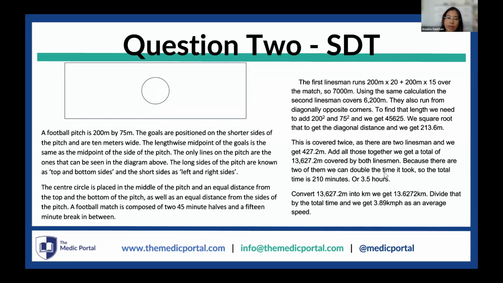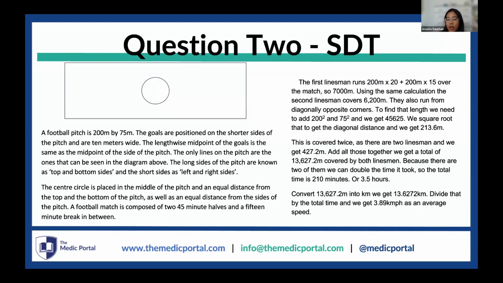In terms of looking at this, we've got a football pitch. If we're thinking about the first linesman running that 200 meters, we then need to times it by 20. And then we've also got the other linesman over the match to have another 200 meters, and we have that times 15 over the match, so 7,000 meters. If we calculate using that same calculation, the second linesman will cover 6,200.